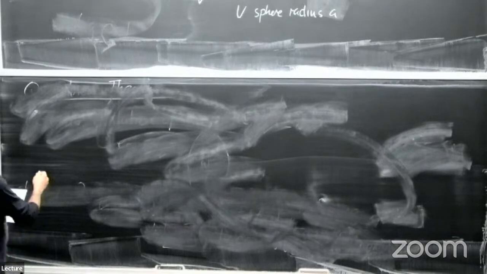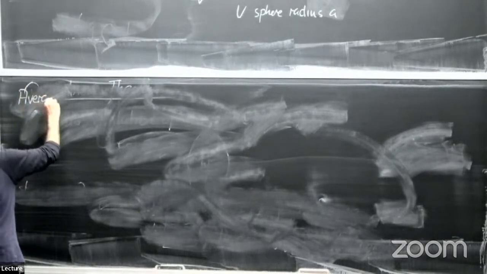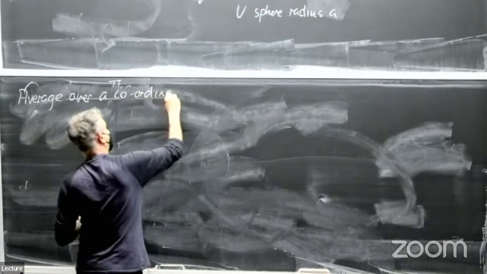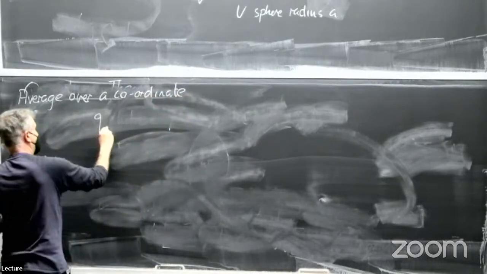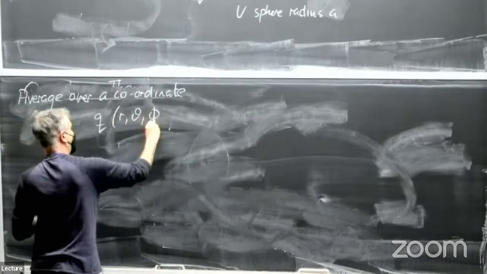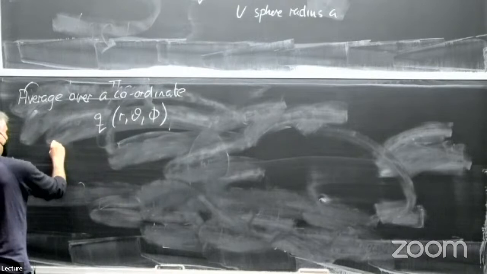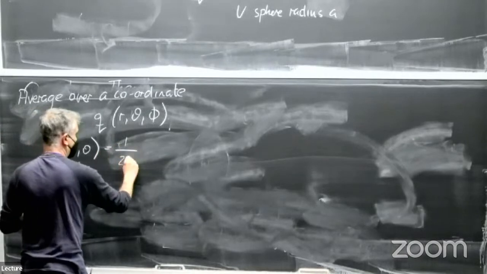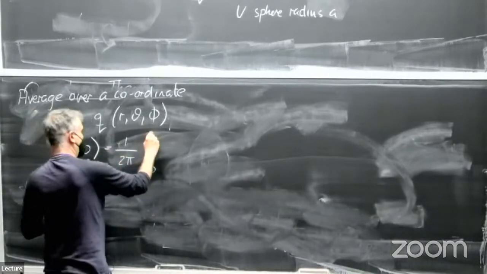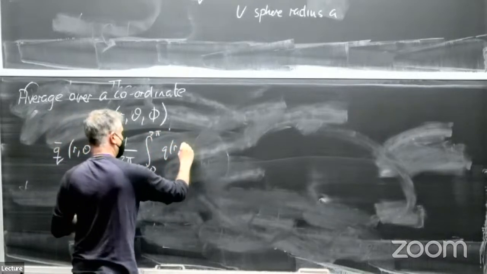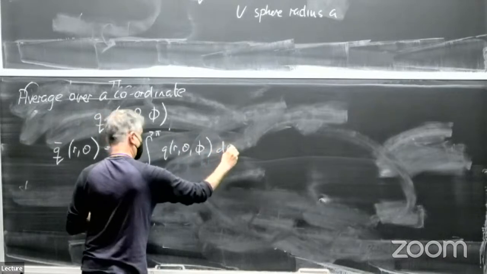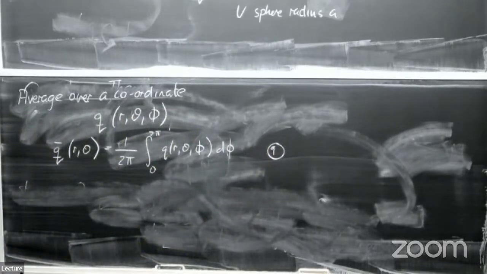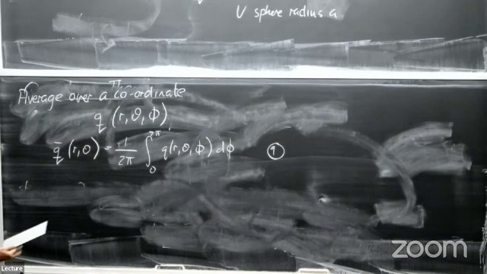There you go. Okay, so we could average over a coordinate. So you've all seen this kind of thing. So if I had Q, for example, which is a function of R, theta, and phi, then I might write Q bar of R, theta, I don't know, 1 over 2 pi times the integral from 0 to 2 pi. This is sometimes called coordinate averaging. We're going to do quite a lot of this, usually averaging over the zonal direction.